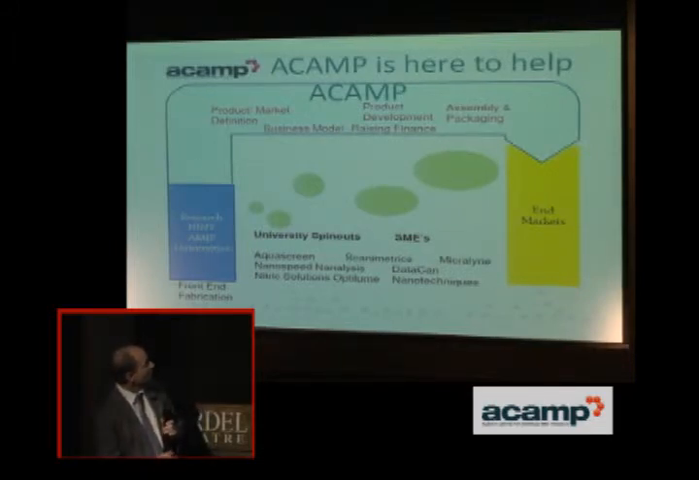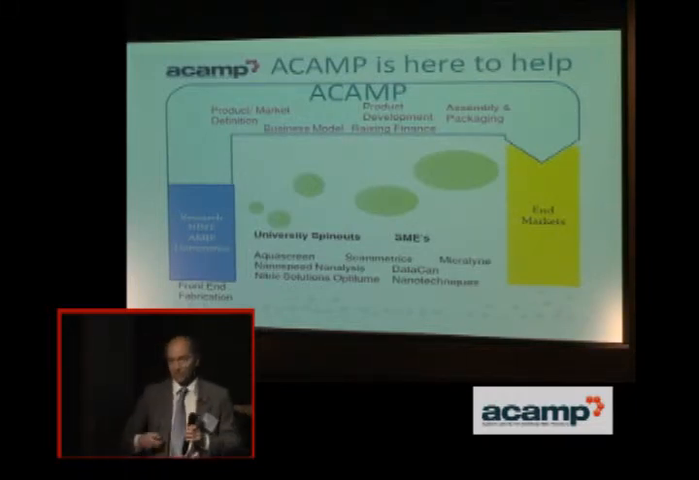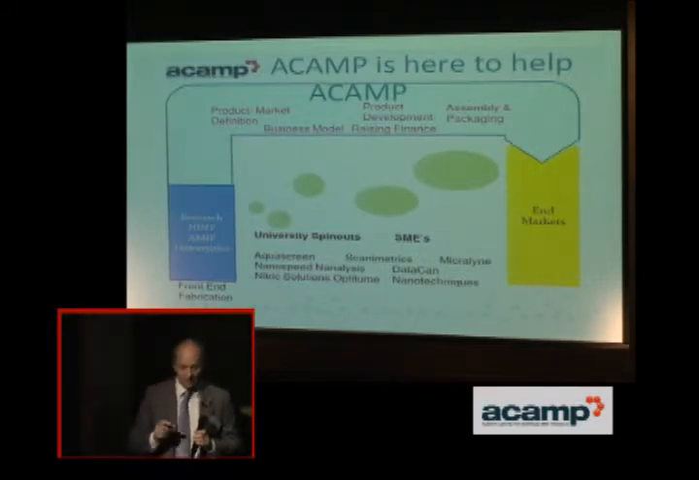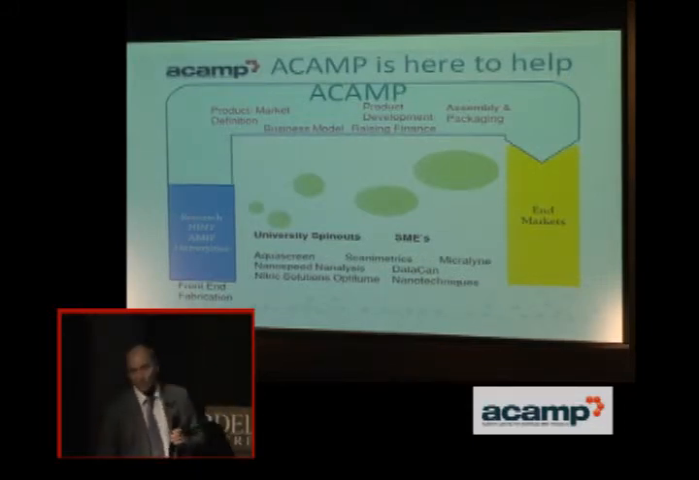So we'll start working with people on product and market definition. What is it they're really trying to make? What markets are they really going to address? How are they going to do it? How are they going to get money for it? And more importantly, then some of the technologies of product development. And one of the big holes that exists in the MNT supply chain is that ability to take the raw device and turn it into a finished product. So we do a lot of work on assembly and packaging.